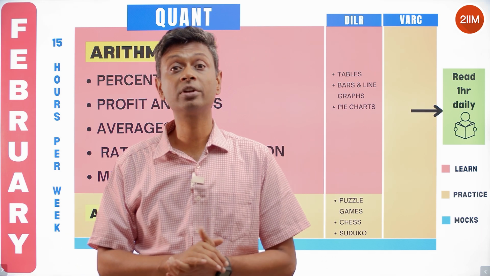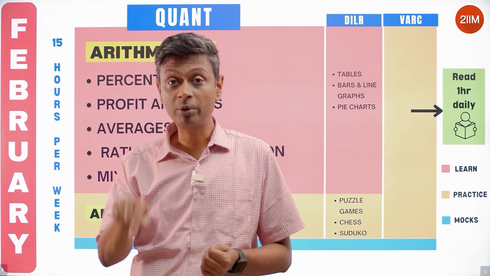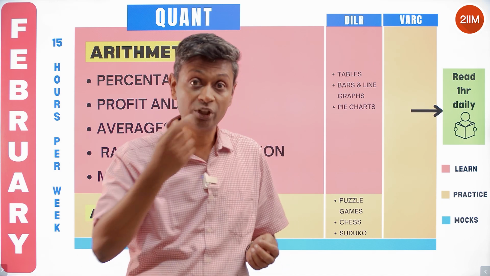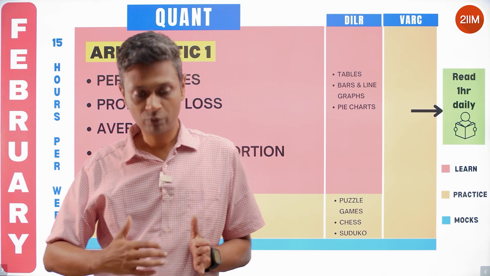Doesn't mean you'll do only 4 topics in March and April. You will do 5-6 topics in April and have logical reasoning and VRC on top of that, and you will be able to manage that.